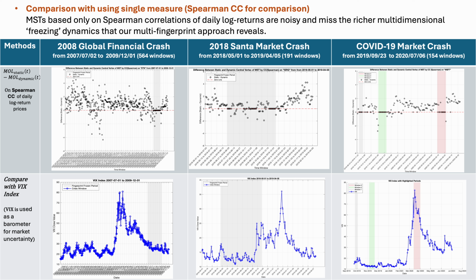On this slide, I repeat the same mean occupation layer analysis, but use only the Spearman correlation of daily log return. As you can see, the results are noisy and hard to interpret, and do not cover the market's most turbulent periods. In short, the single-measure minimal spanning trees are noisy, lack a distinct convergence during market turmoil, and fail to capture the same information we saw with the multi-fingerprints.